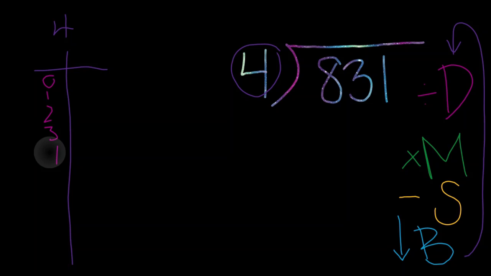3, 4, 5, 6, 7, 8, and 9. I'm only going to go to 9 on my ratio table for this. After you divide, the next step after you divide is going to be to multiply.